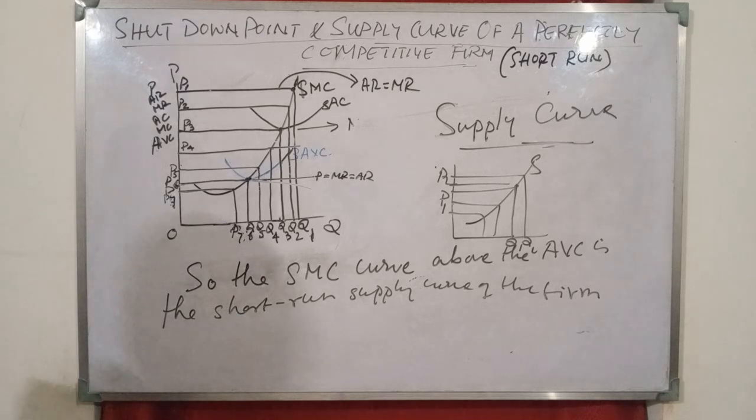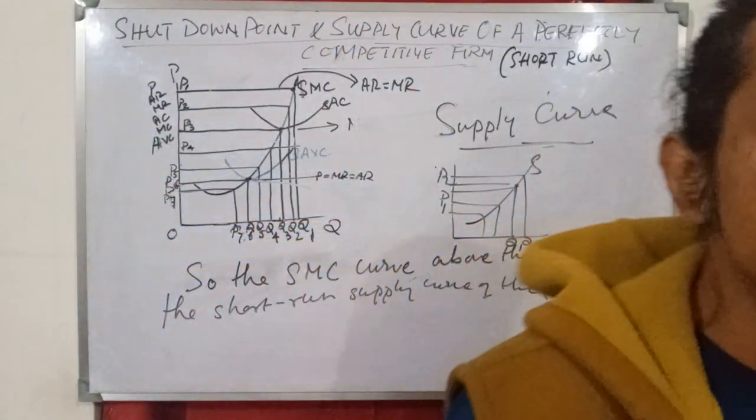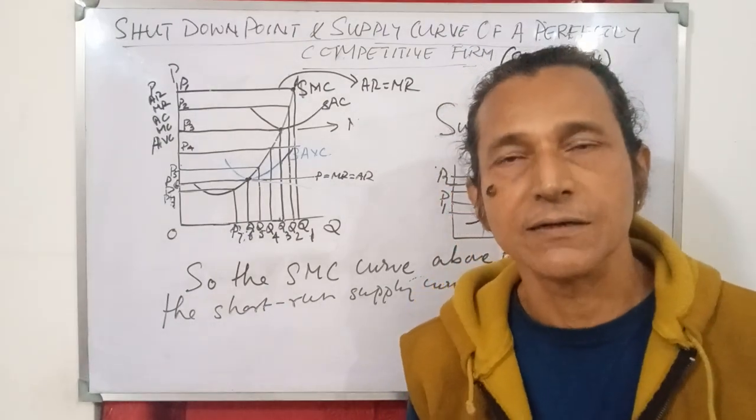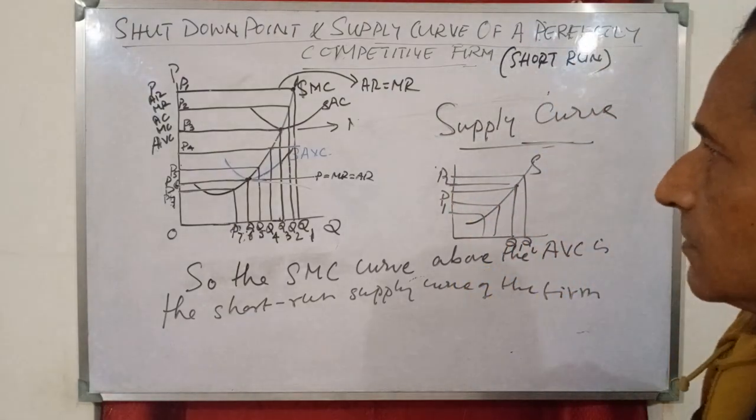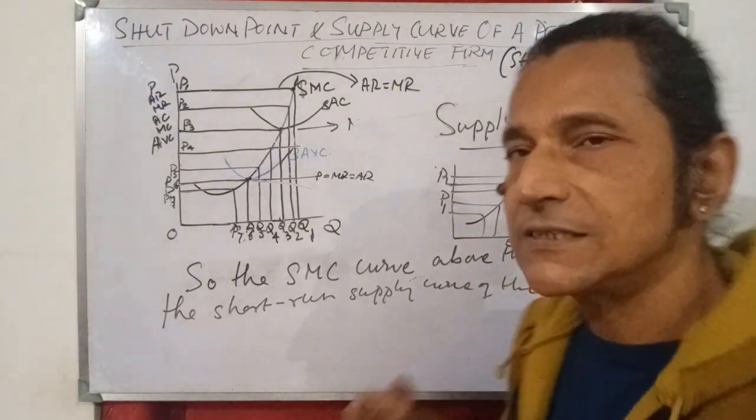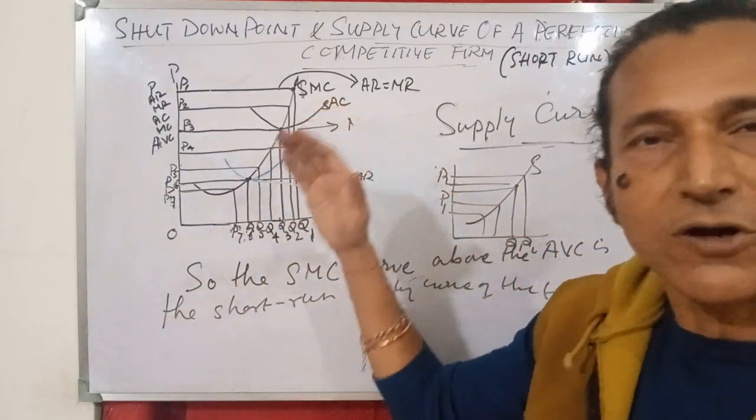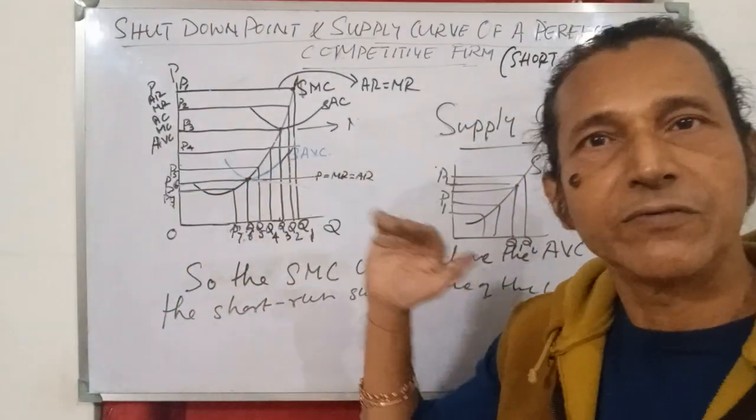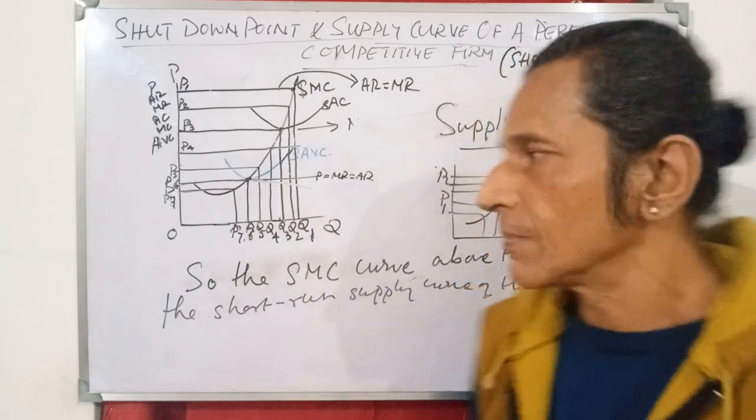So far so good. So in this episode, we have learned the shutdown point of a firm in the short run under a perfectly competitive market, and the short run supply curve of the firm, that is the short run marginal cost curve above the minimum point of short run average variable cost. Correct?